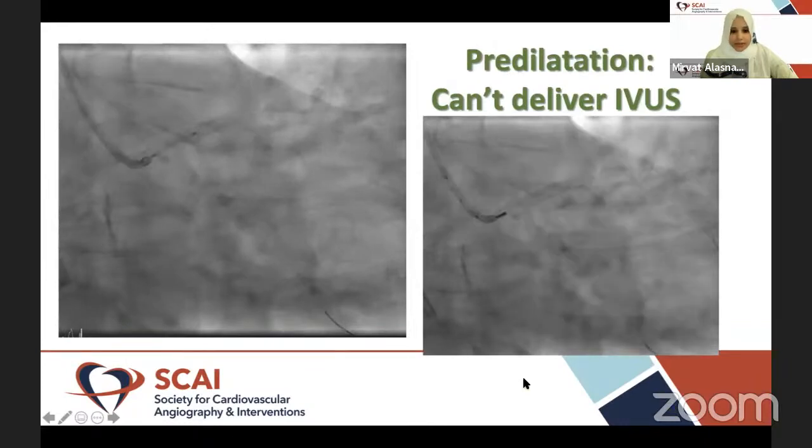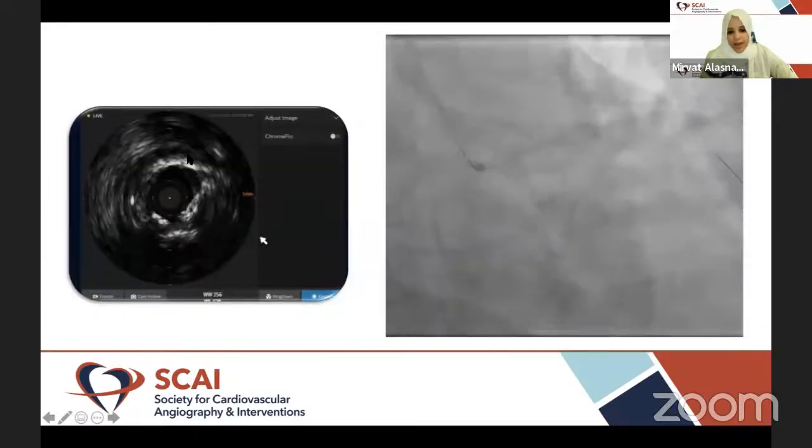So we managed to get a few images from the IVUS when we were initially trying to get it in, where it got stopped, but you could see there's significant calcification. It's circumferential, quite superficial, which means it needs to be addressed.